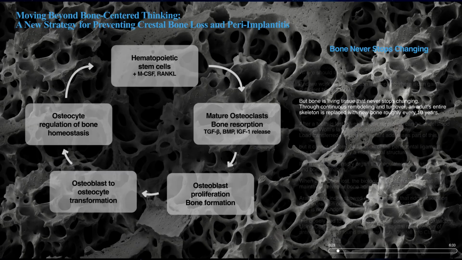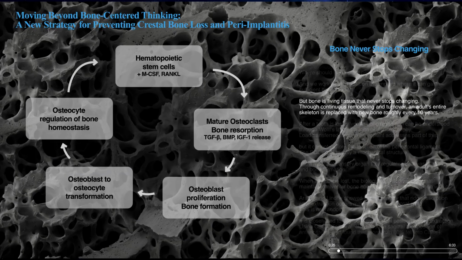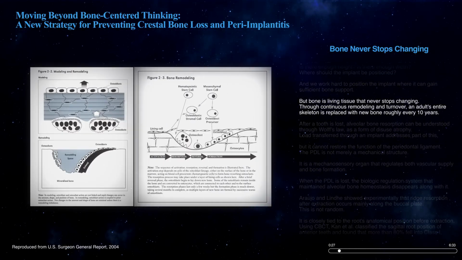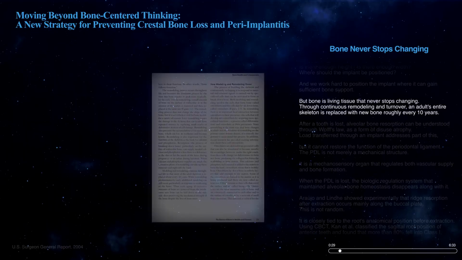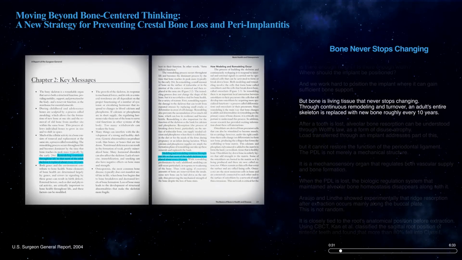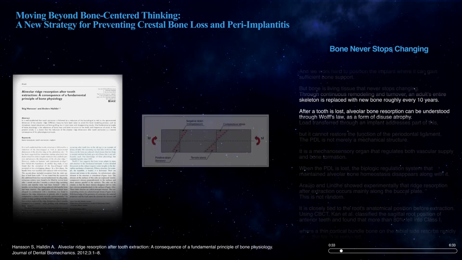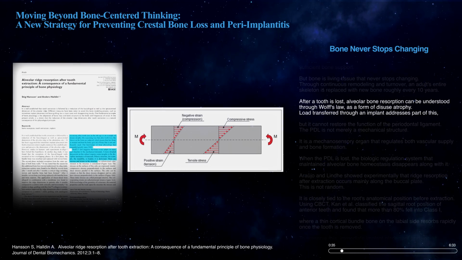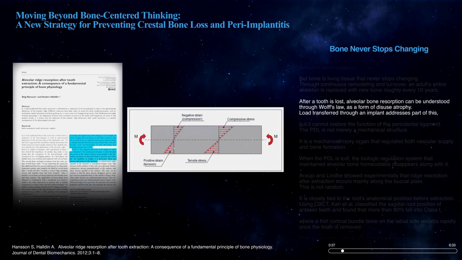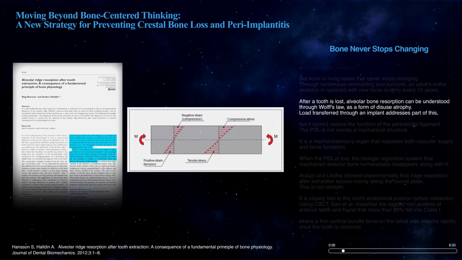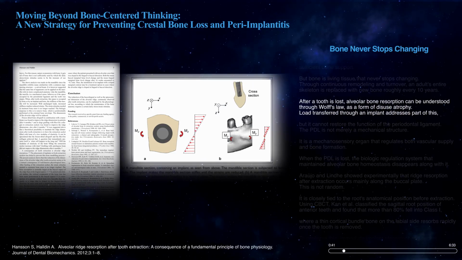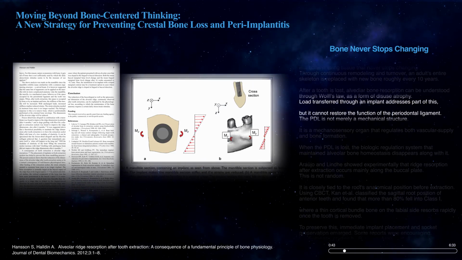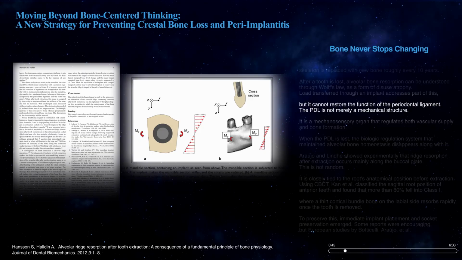But bone is living tissue that never stops changing. Through continuous remodeling and turnover, an adult's entire skeleton is replaced with new bone roughly every 10 years. After a tooth is lost, alveolar bone resorption can be understood through Wolff's law as a form of disuse atrophy. Load transferred through an implant addresses part of this, but it cannot restore the function of the periodontal ligament.